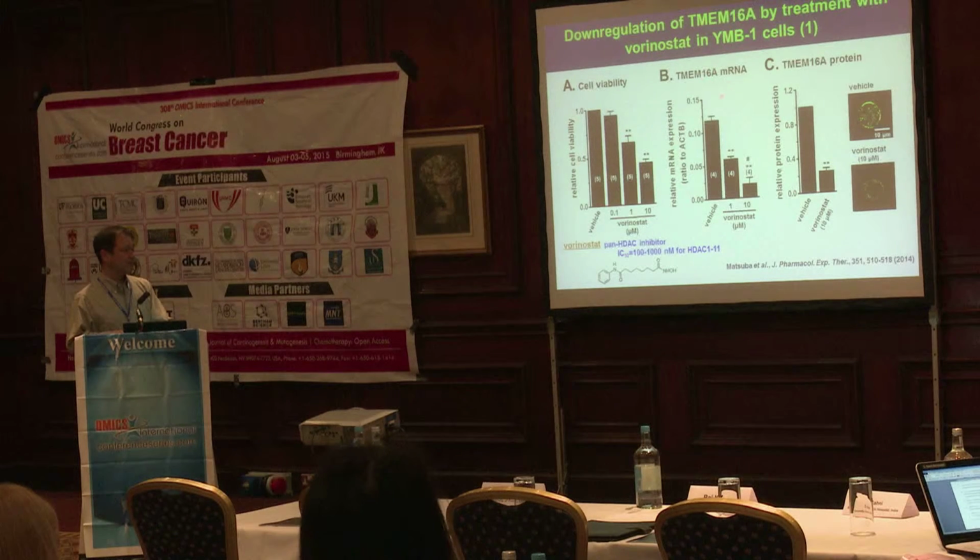and 16A chloride channel expression is suppressed by treatment with vorinostat. This is the mRNA level and the protein level. We also did immunocytochemical assays. Expression of the 16A chloride channel along the cell membrane is decreased by treatment with vorinostat.